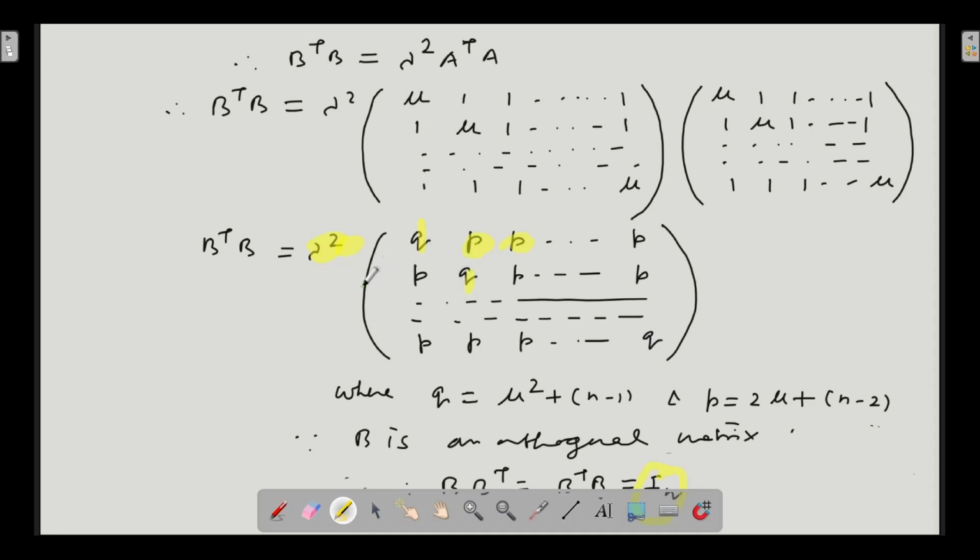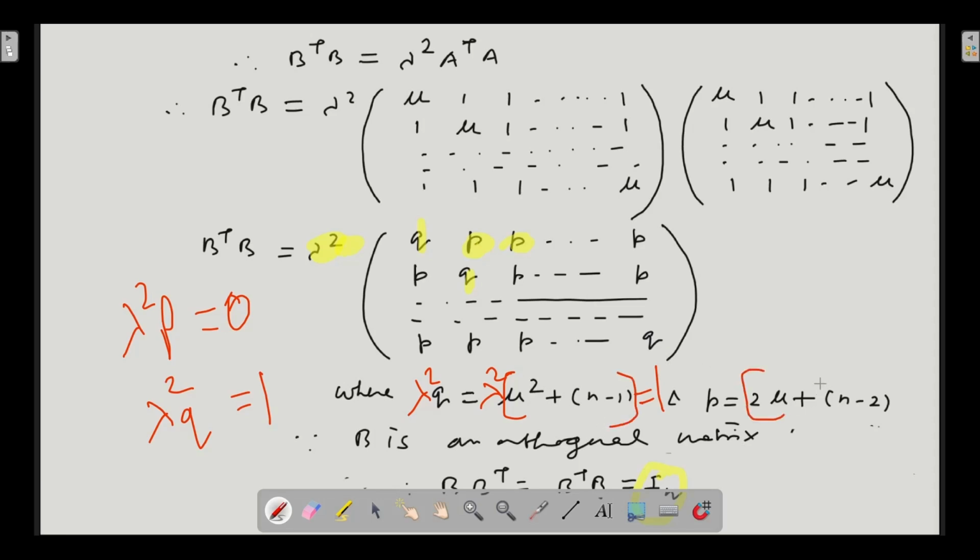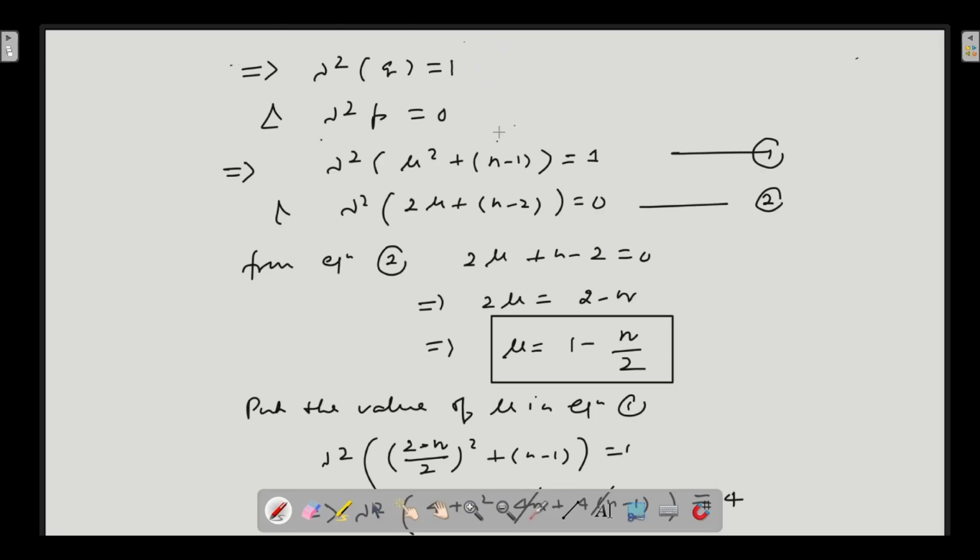Lambda square into q will turn out to be 1. Clearly from here, lambda square q will turn out to be equal to 1 and lambda square p will turn out to be equal to 0. So this entire expression multiplied by lambda square should be equal to 1, and lambda square multiplied by this entire expression should be equal to 0. Have a look at it in the next page.